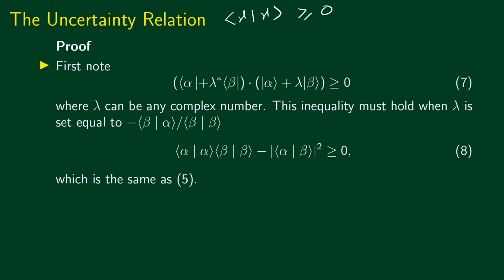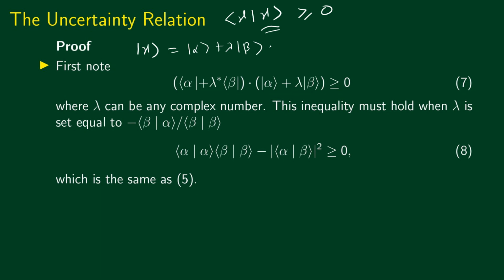So we said that this is called the postulate of a positive definite metric. This is real, this is greater than or equal to 0. This has to be true for any ket. So this means that this has to be true for the ket gamma equal to ket alpha plus lambda ket beta.